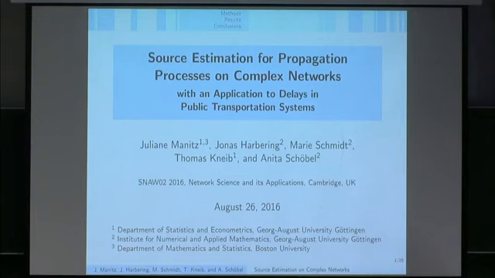So as you said, I'm speaking about source detection and source estimation of propagation processes on complex networks. And this time, I apply that to the propagation of train delays. So transportation networks. I think we didn't have transportation networks yet. This work is in collaboration with my colleagues from the Applied Math Department in Göttingen, where I used to be. Now I'm in Boston, but most of the work was done in Göttingen, so that's why we have this funny combination of affiliations here.